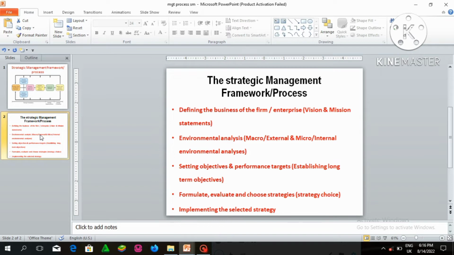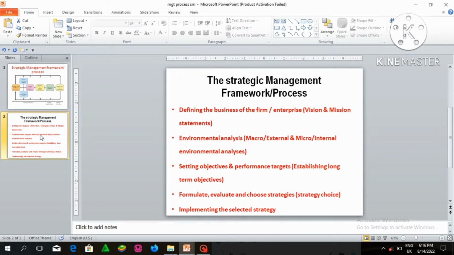Then we have environmental analysis. This is where we have the macro and external analysis. Then you also have the micro and internal analysis. So here is where you carry out market analysis, industry analysis, and so on. Let me first go back to that previous step. When you're carrying out market analysis, you're looking at your external environment. Then we have internal environment. You look at the things within your industry, the industry analysis.